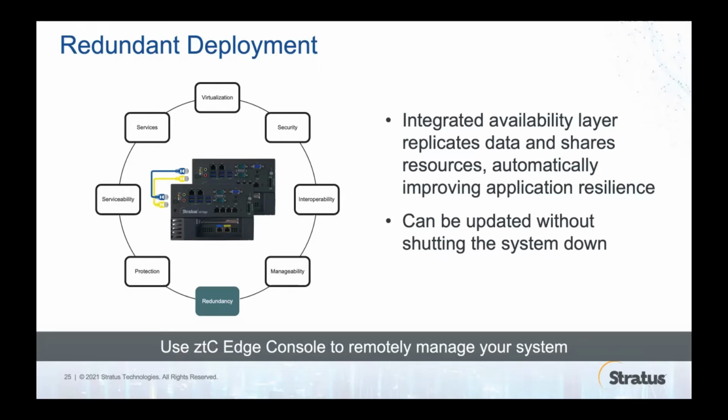Right, so if you have a single node system, you are at risk. If that system goes down, then all your applications or your virtual environment running on there would go down, and you would lose your information or you would lose visibility of those applications on a ztC. And that's the reason why you can easily deploy a second node.